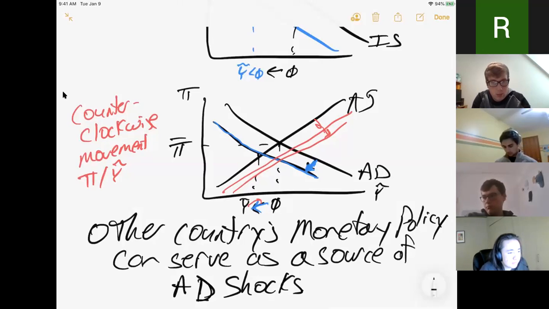So, you can see just by changing this model in a simple way, you can get quite complex trade-offs here in monetary policy, right? And you can see quite complex interactions between countries.